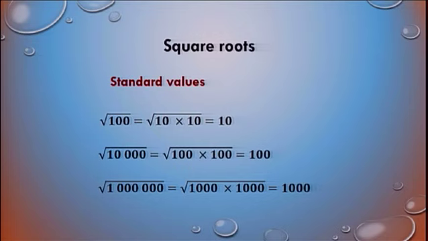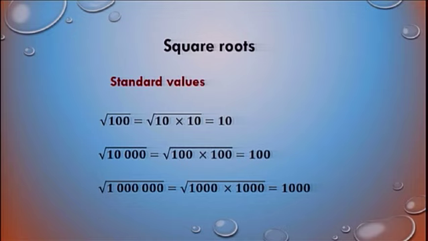You will notice that while evaluating square root of 100, in 100 we have 2 zeros. So the answer is 10, where we have only 1 zero. That is, in the answer we have half the number of zeros that we have in the number under the square root. For square root of 10,000, we have 4 zeros. In the answer we have 100 containing only 2 zeros. Same for 1 million, where we have 6 zeros, while evaluating the square root, we have an answer containing only 3 zeros.